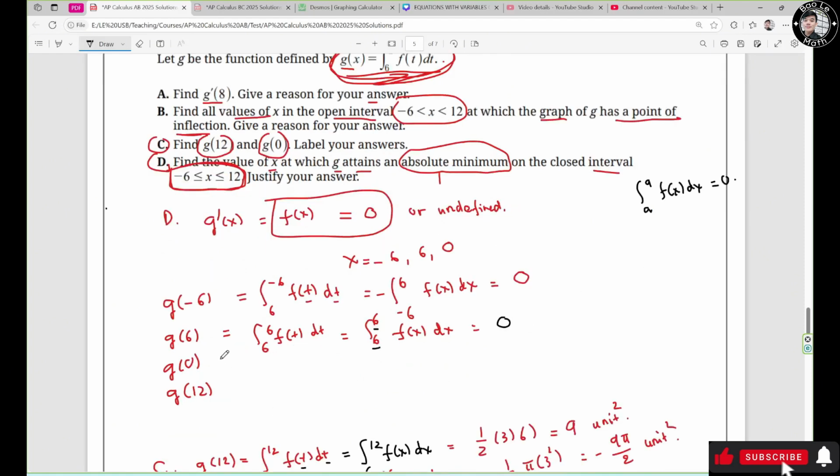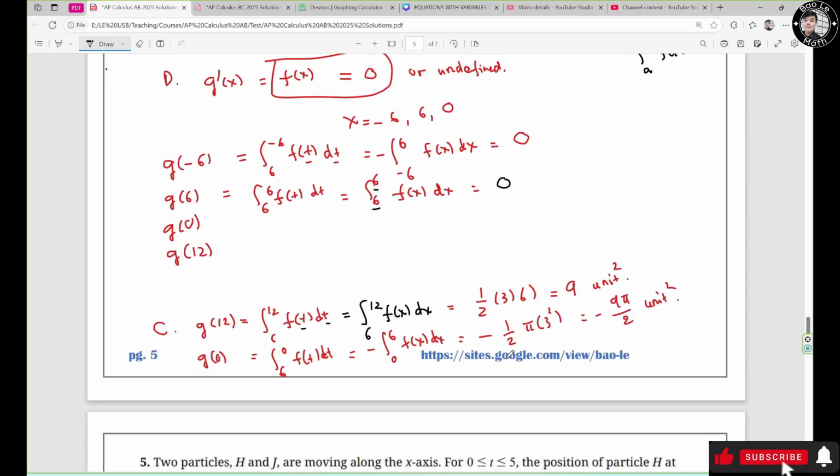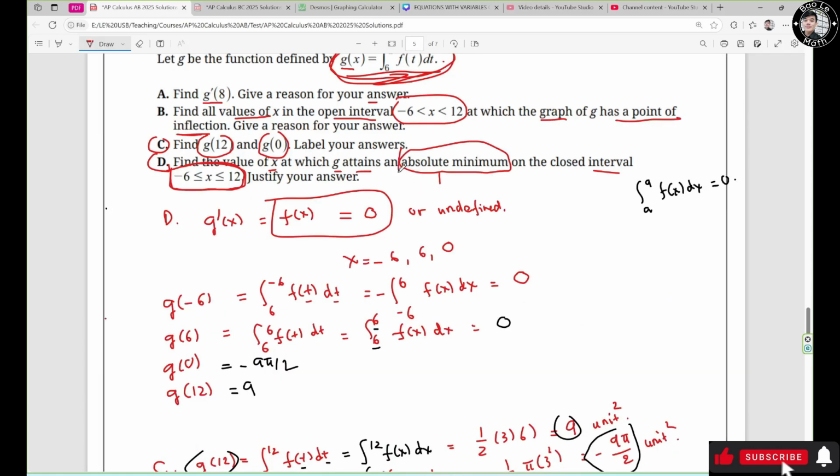Now g of 0, we got it from question C right here. The answer is -9 pi over 2, right? And g of 12, we got it right here, 9, right? Now we need the absolute minimum, right? So the answer must be this guy right here, right? So find the value of s. So s must be s equals 0. This is the final answer.